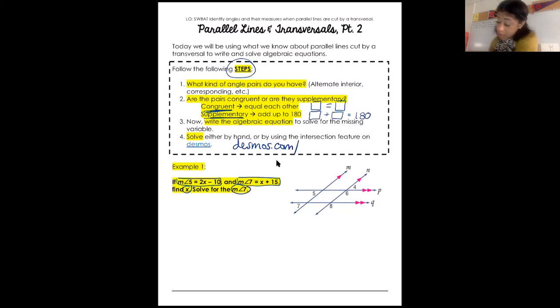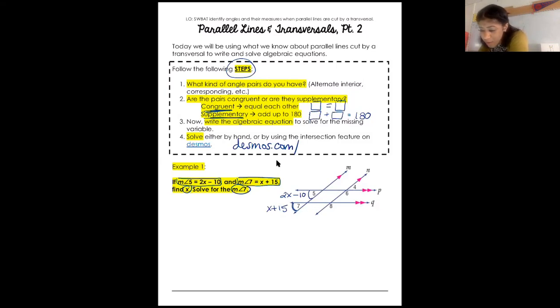Okay, so take your given and label it in the picture. That really helps to see what kind of relationship you have. So here's angle 5. Angle 5 is 2x minus 10. And here's angle 7. Angle 7 is x plus 15. Let me make that look neater. Okay, so what kind of angle relationships are those?